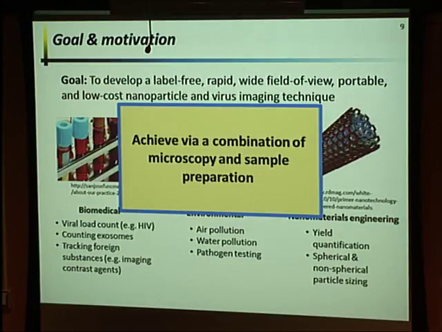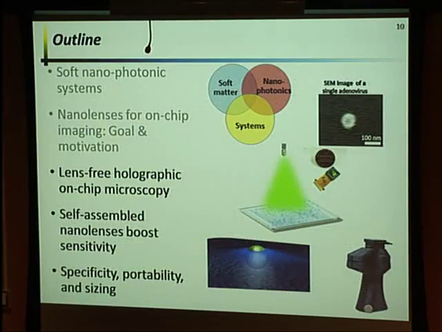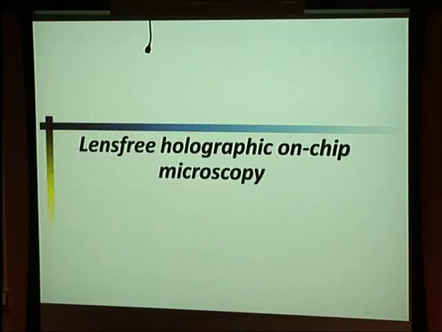So I'm going to show you how we can achieve this goal, this label-free, rapid, wide field of view, portable, and low-cost nanoparticle and virus imaging technique via a combination of microscopy and sample preparation. The microscopy approach is going to be this lens-free holographic on-chip microscopy, and I'm going to spend a few slides talking about that. And then the sample preparation approach is the self-assembled nanolenses, which are going to boost our sensitivity so that we can see these really small particles at the virus scale that we're trying to detect. And then I'm going to close with some extensions we've done on specificity, portability, and particle sizing.